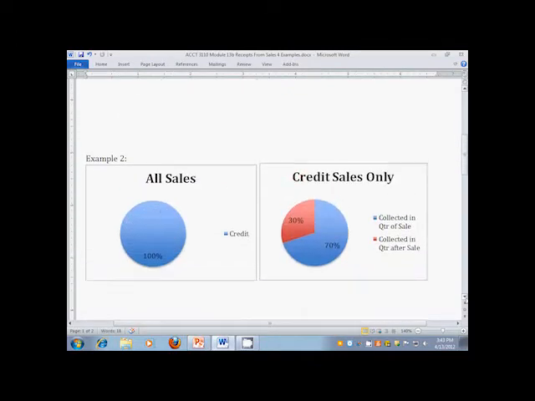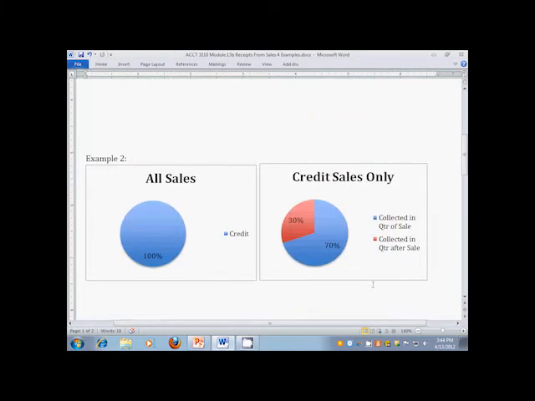Let's look at example 2, where we get a little more complexity. This particular company doesn't do cash sales. It's all on credit. And if you look at the second circle on the right, we're going to look at credit sales and how quickly these receipts come into the company. In this particular example, 70%, or the blue area, would be collected in the quarter of sale, and 30% would come in the next quarter. And again, we could transition this easily to a monthly basis.